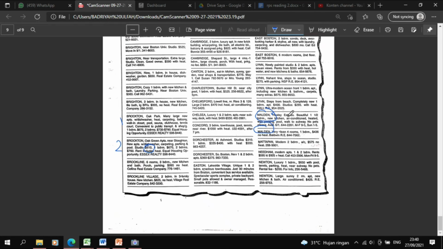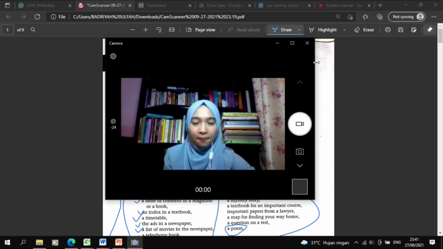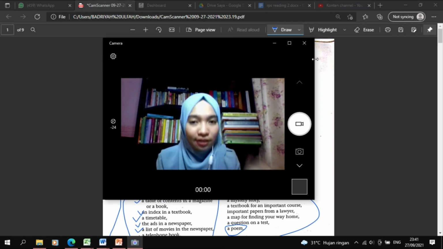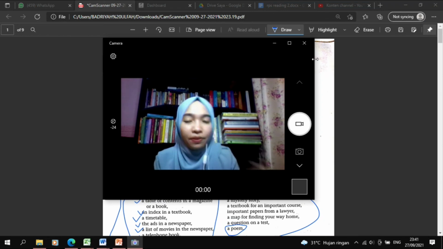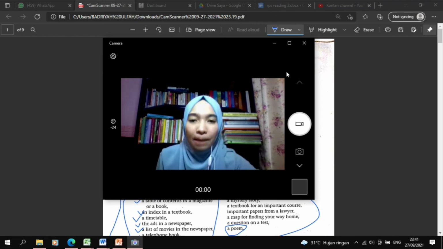Okay, that's all for the kinds of scanning. So what you have to do right now is to practice the reading, and then do the scanning. Don't forget to write your answer. Only the answer, no questions. Just write the answer and then take a photo, change it or compile it with CamScanner, and then upload the photo to the V-Class to submit your exercise for today's meeting.